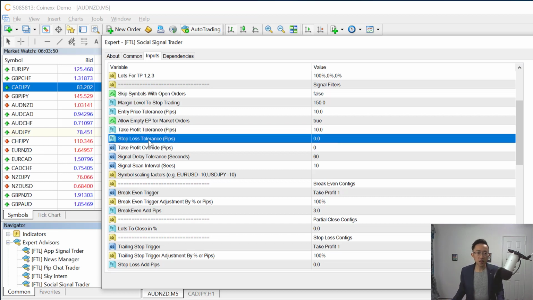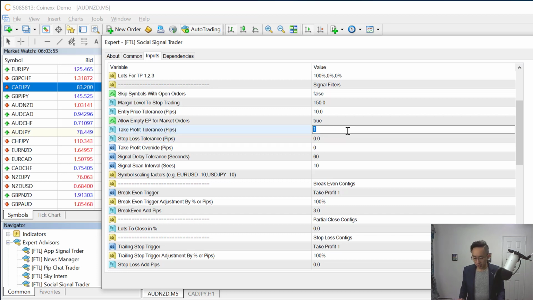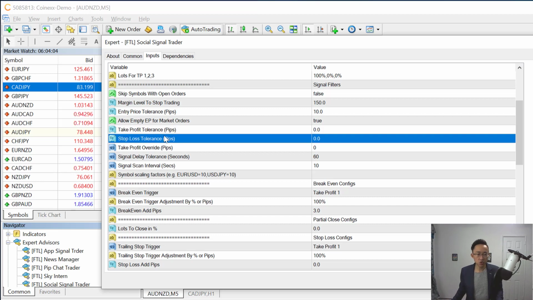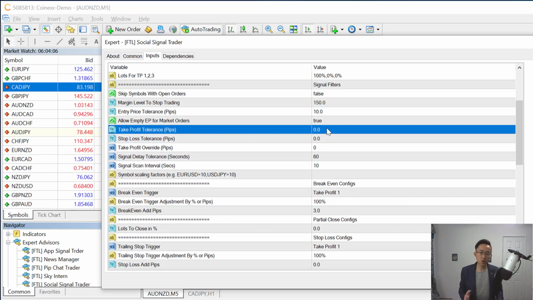Okay, and the same thing for stop loss tolerance. Sometimes a trader types in the wrong digit or the market has moved already, and you want to protect yourself with these two settings. But the default is 0, so that again we don't filter out too many signals for you, but you can make the decision.